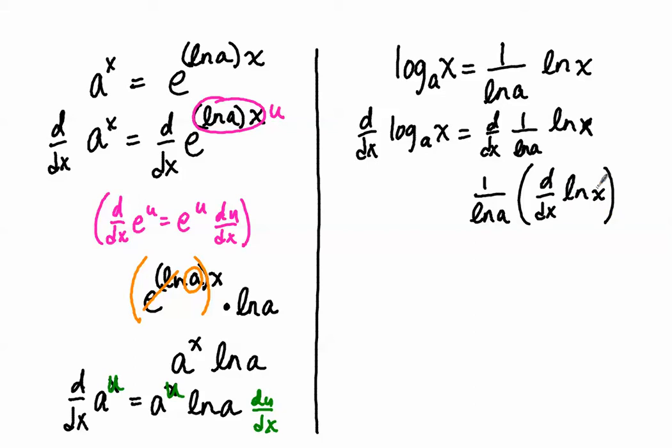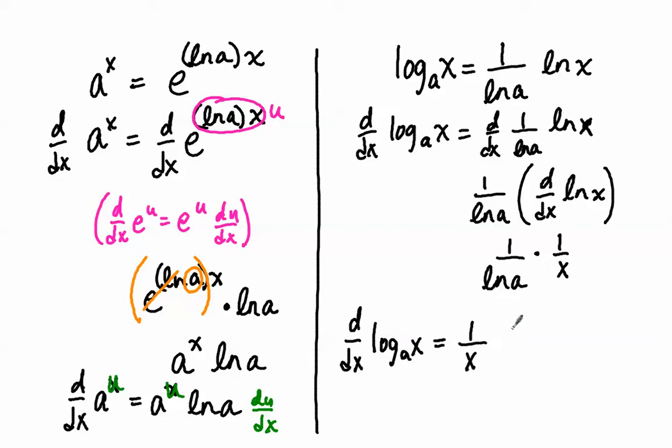Well, the derivative with respect to x of natural log of x is 1 over x times my constant multiple of 1 over natural log of a. And there you have it. The derivative with respect to x of log base a of x is 1 over x times the constant multiple of 1 over natural log of a. Now, normally we're going to have the chain rule. So if we call this u, how does this change? Not 1 over x, but u prime over u times 1 over natural log of a.